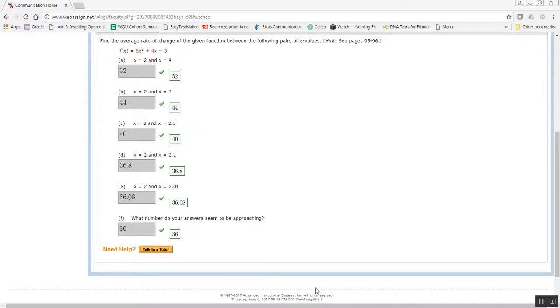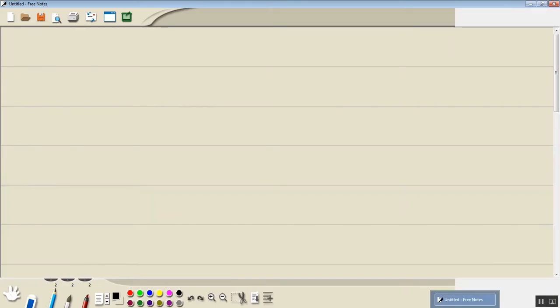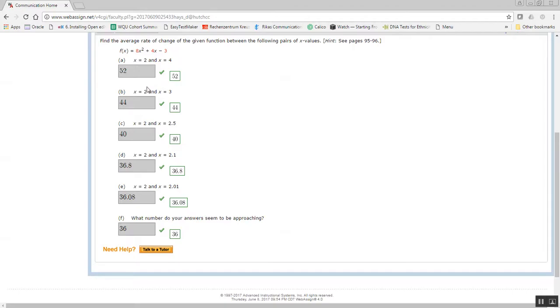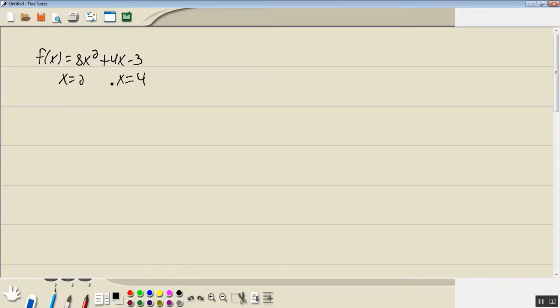Now, I think you figured this out after you emailed me, but just in case you didn't, let's look at the first part. We got f of x is equal to 8x squared plus 4x minus 3, and we're looking between x equals 2 and x equals 4. It says find the average rate of change of the given function between the following pair of x values. Now they give you a hint for what page to look at, but really this is the slope formula.